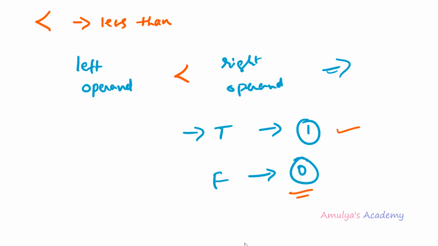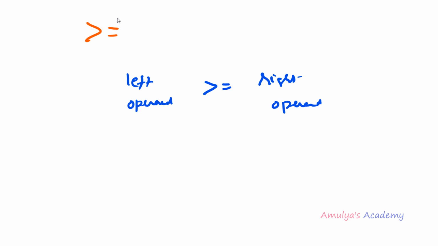Okay, so the next operator is greater than or equal to. So we can write like this, greater than or equal to. This operator will check whether the operand present in the left side is greater than or equal to operand present in the right side. So here we'll have left operand and right operand, and here this operator will be used. It will check the operand present in the left side is greater than or equal to right operand. Okay, it will check for the greater than as well as equal to. If it is true, it will return 1. If it is false, it will return 0.